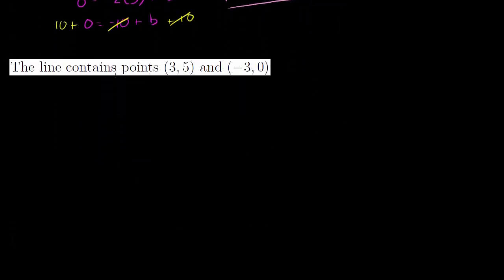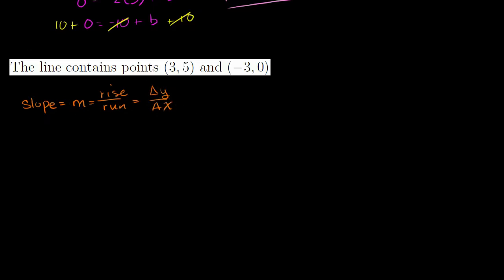All right, the line contains the points 3, 5, and negative 3, 0. Just like the last problem, we start by figuring out the slope. The slope, which we will call m, is the same thing as the rise over the run, which is the same thing as the change in y over the change in x. If you were doing this for your homework, you wouldn't have to write all this. I just want to make sure that you understand that these are all the same things.